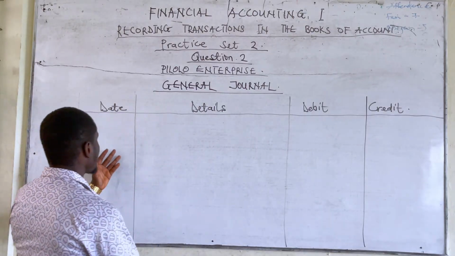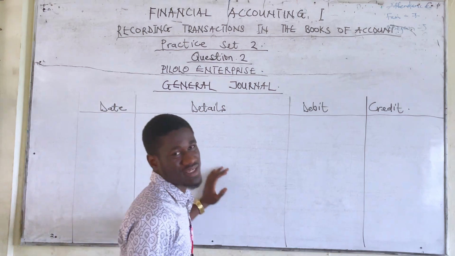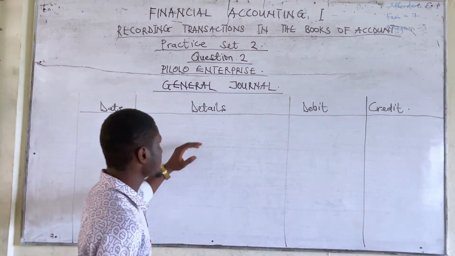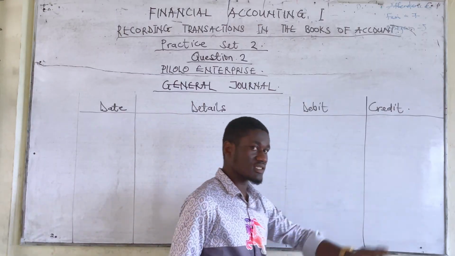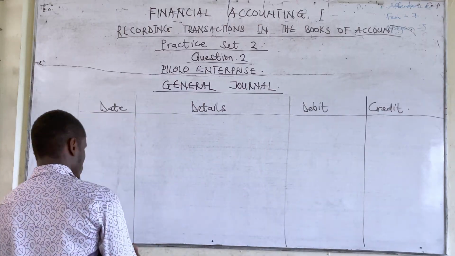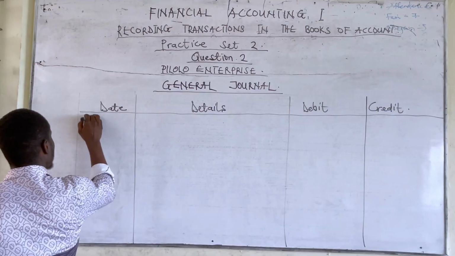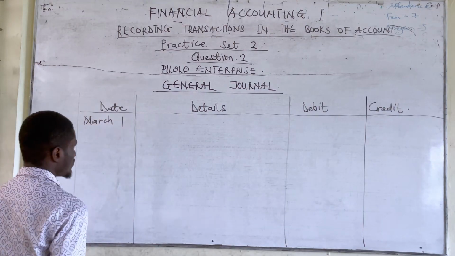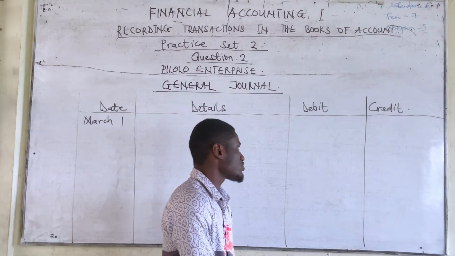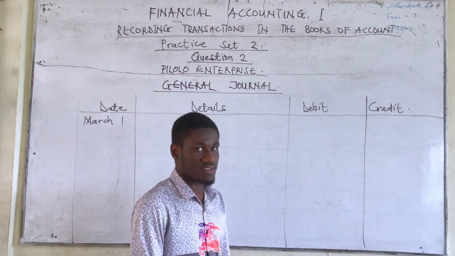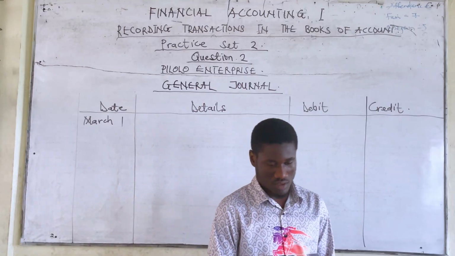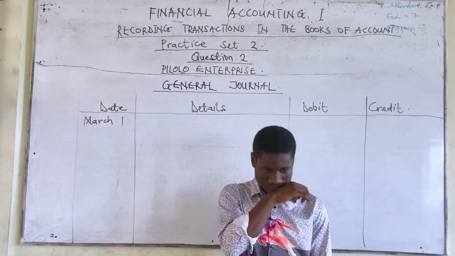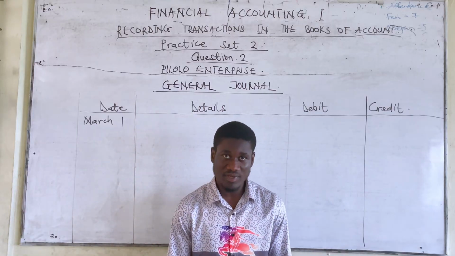So with the general journal, we are going to use that one to determine our opening capital. First of all, we have our dates, the details, the debit, credit. So this is what the general journal looks like. So we'll start with our date, March. So we are going to list our assets, liabilities, and what? Capital. So they've given us our assets in the question, and they've given us our liabilities.